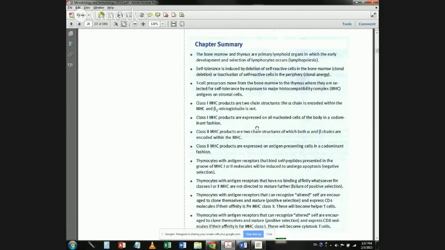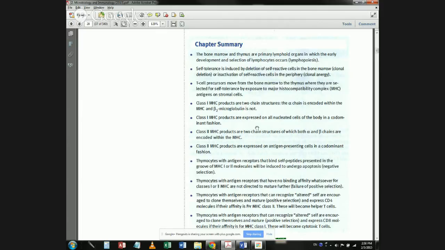Class 1 MHC products are two chain structures. They are alpha chains, beta 2 microglobulin. The alpha chain is encoded within the MHC, and beta 2 microglobulin is not. That is an escort, separately coded. MHC1 products are expressed on all nucleated cells of the body in a codominant fashion. Class 2 MHC products are two chain structures, of which both alpha and beta chains are encoded within the MHC.